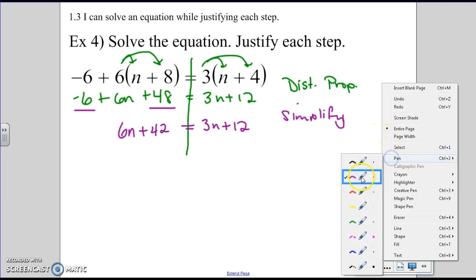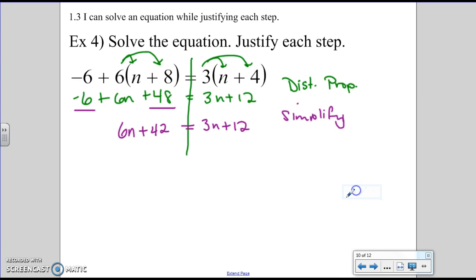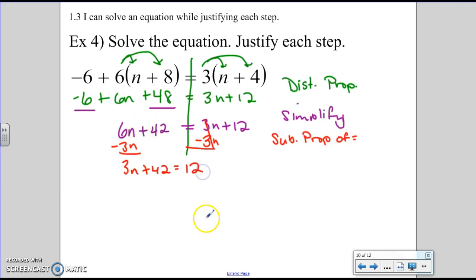Okay, third step. No, that was 2 and 3. Step 4 is to collect variables on the same side. 3n is smaller, so I'm going to do minus 3n on both sides. Okay, and since I subtracted on both sides, that is the subtraction property of equality. So I get 3n plus 42 equals 12.